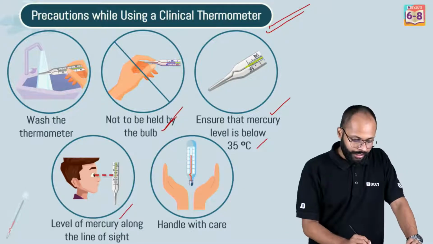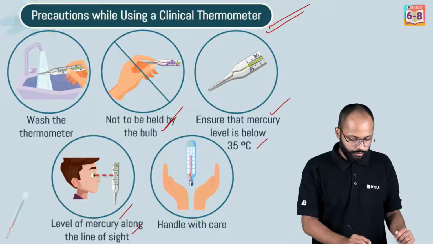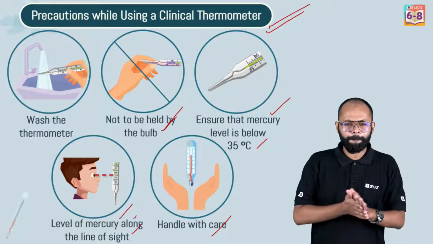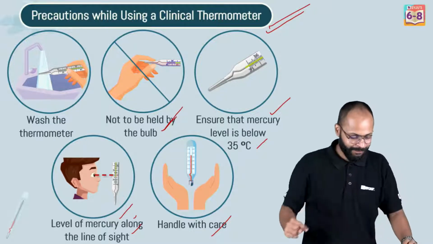Level of mercury along the line of sight, removing the parallax error, that's true. And second is handle with care. Now, why should we handle it with care? It's okay, don't worry. We'll discuss it.